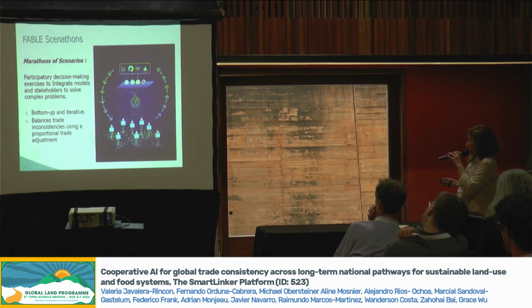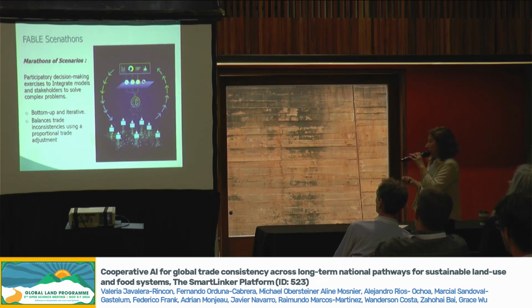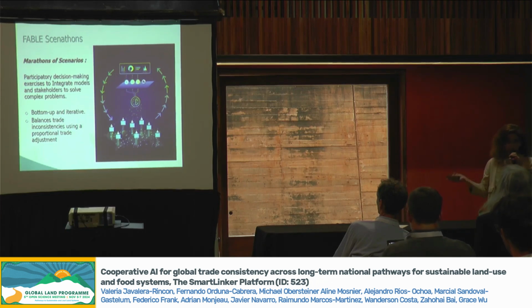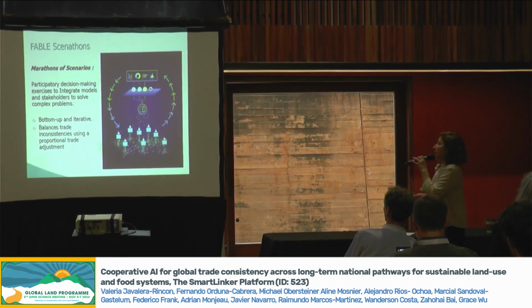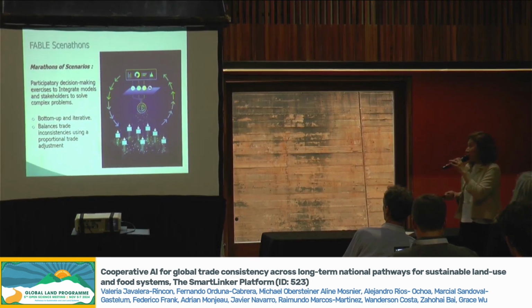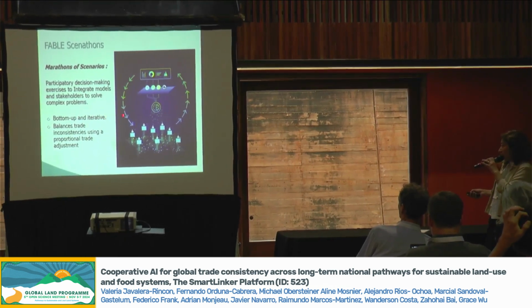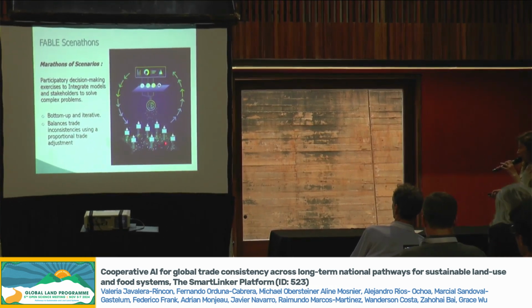So we have a bottom-up and iterative methodology. In the process, after each iteration of senaton, we balance trade inconsistencies using, at this point, from senaton 2019 to senaton 2023, a method that we call the proportional trade adjustment. So the senaton is a bottom-up approach.